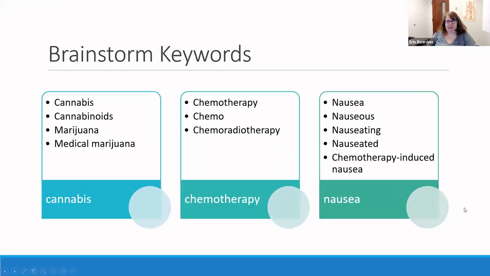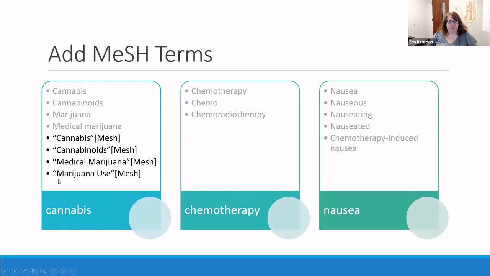So we're going to add our mesh terms for cannabis. So we've got cannabis, cannabinoids, medical marijuana. I also added marijuana use as a mesh term. So there are mesh terms for the drug itself. There are mesh terms for the action associated with it. There are mesh terms for the plant where the compound comes from. So all of those I think are going to be helpful for us.